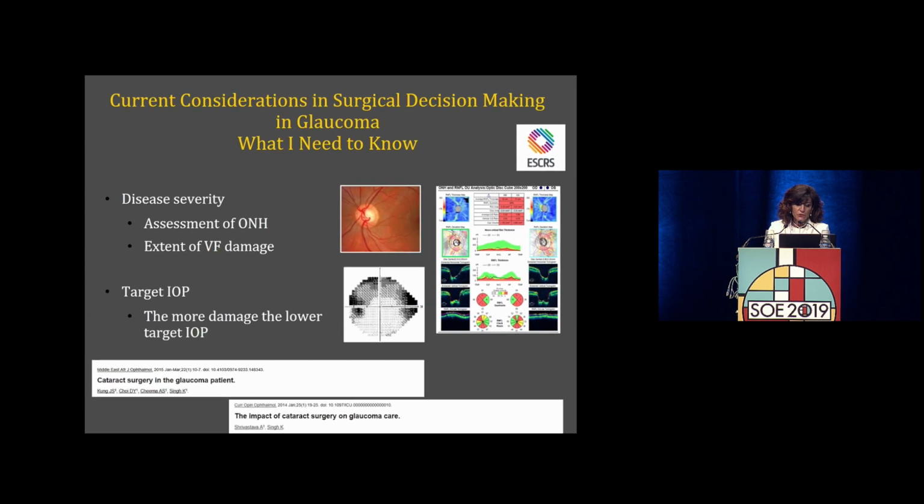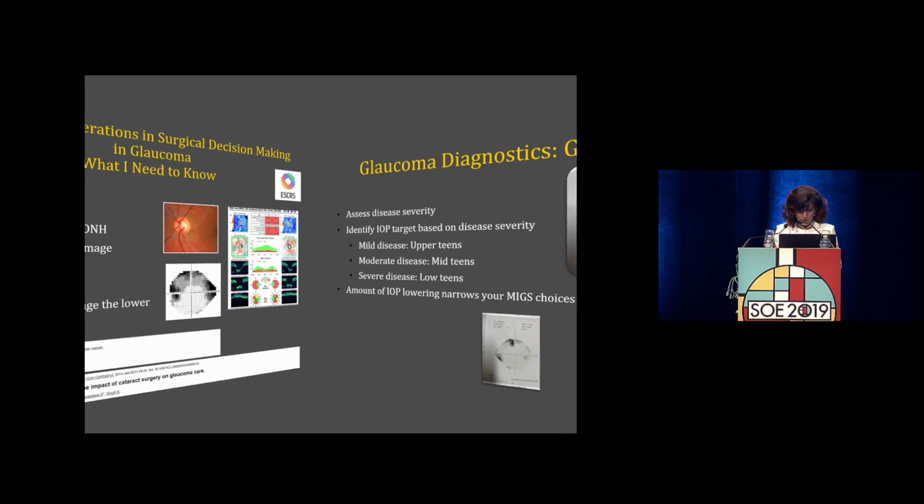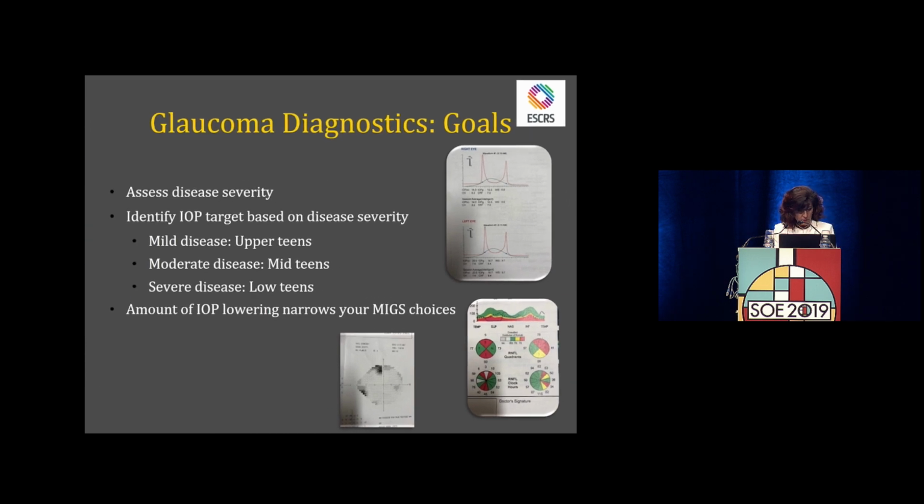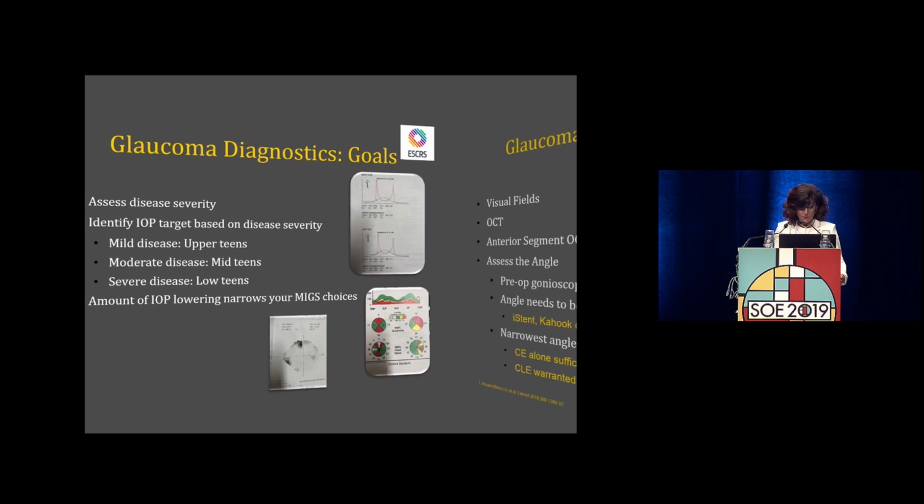What we consider when we make a surgical decision in a patient with glaucoma and cataract: first of all, we look at the health of the optic nerve, the extent of visual field damage, and also the target IOP. The slogan should be: the more damage, the lower the target IOP. In my opinion, and also in the literature, upper teens after surgery should be good for mild disease, mid-teens for moderate disease, and low teens for severe disease.